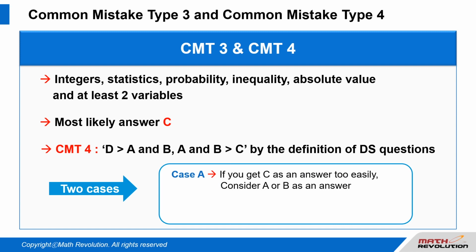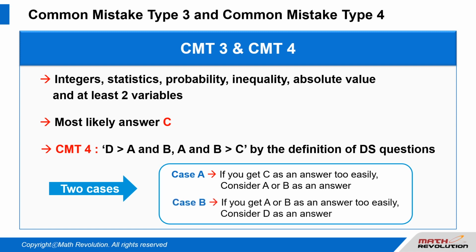And tells you that if you get C as an answer too easily, consider A or B as an answer. So if you're confused between A or C, then A is likely the answer. Also, if you are confused between B or C, then B is the likely answer.